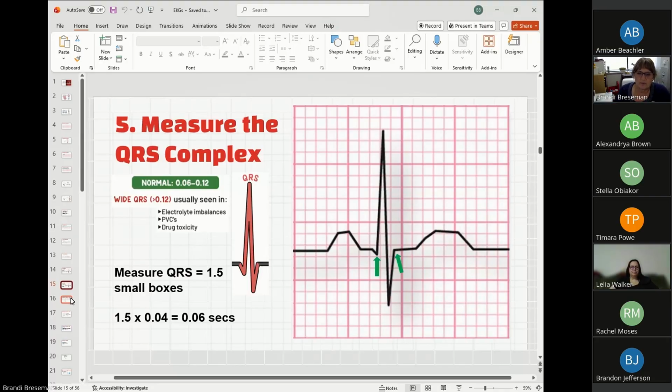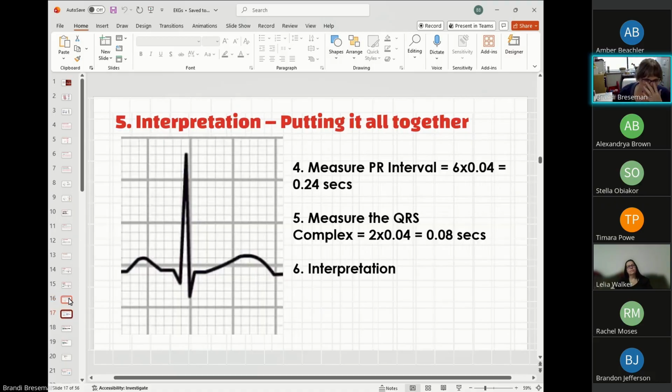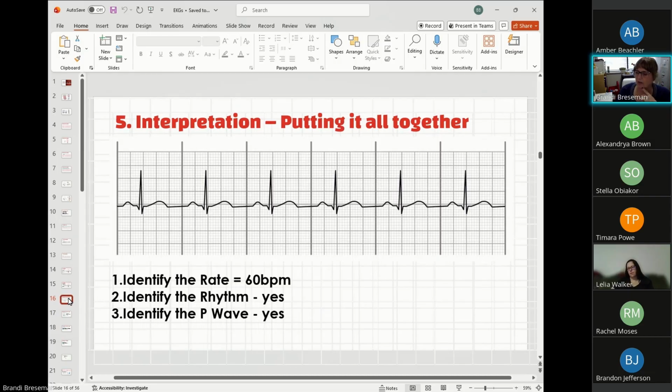So now we're going to put it all together. So it's going to take this strip. Guys, before we start this, because it's a new strip, let's take about a 10-minute break. Let's come back at 5 after 11, okay? Sound good? All right.